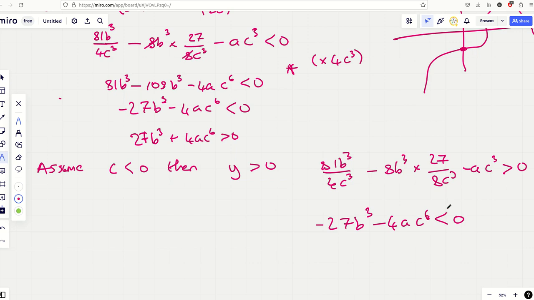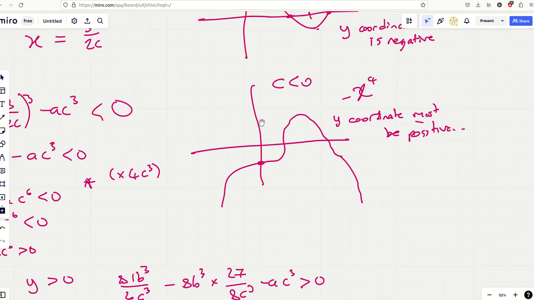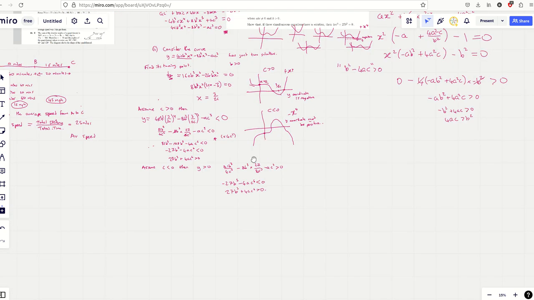Do you see what I mean? I'm trying to point out the critical steps in the argument where the minus undoes itself. And hence 27b cubed plus 4ac to the 6 is greater than 0. Cool. Convince yourself of that. I was almost bored doing that bit, but can you see that bit's worth 10 marks?